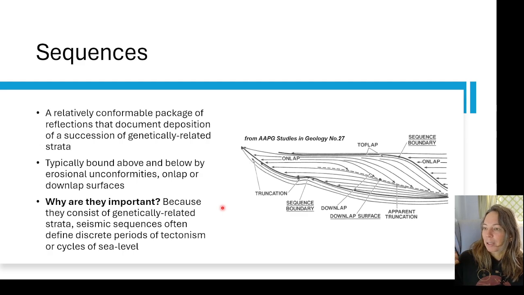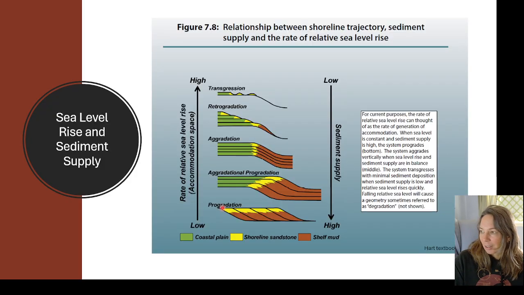Okay, so we've got downlapping sequences. So we talked about a sequence being a relatively conformable package of reflections. They're bound above and below by erosional unconformities or those onlapping or downlapping surfaces. Okay, so just to clarify that.